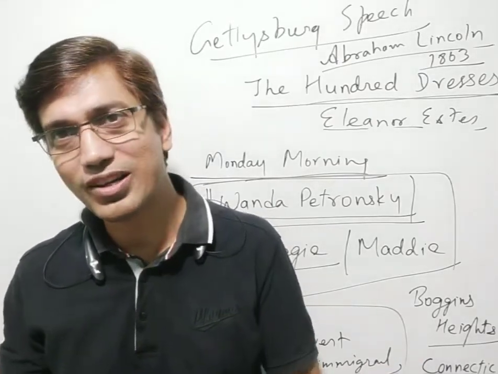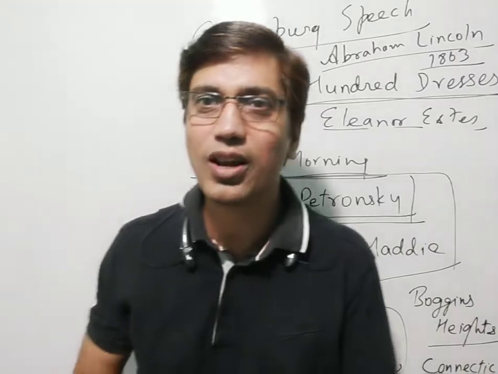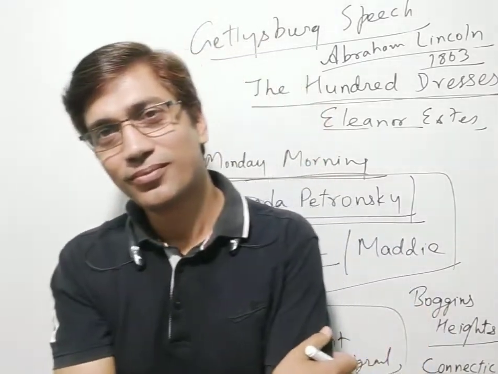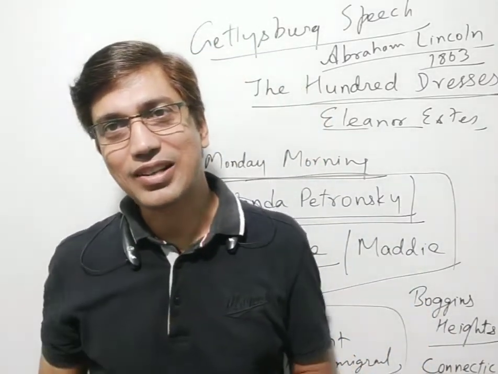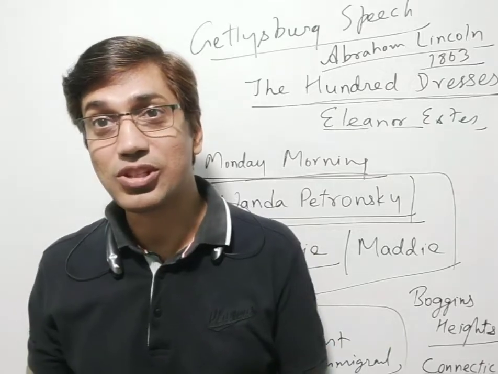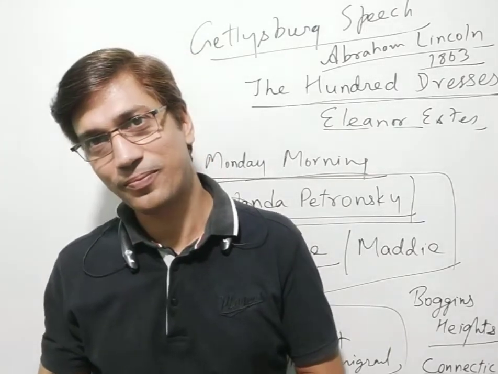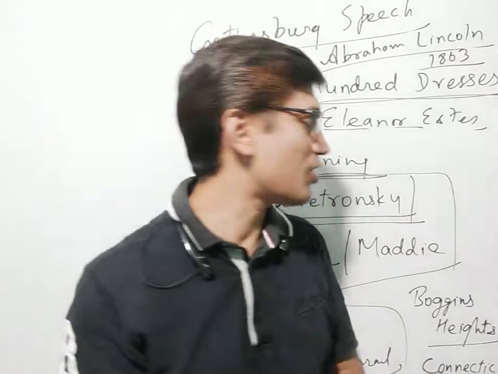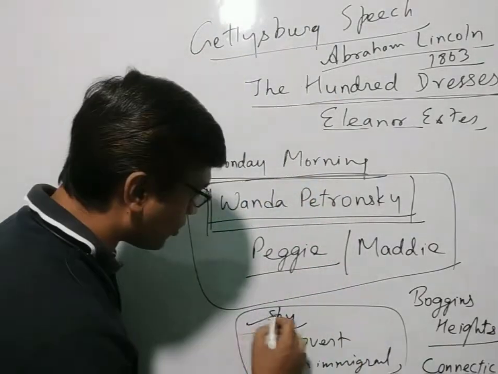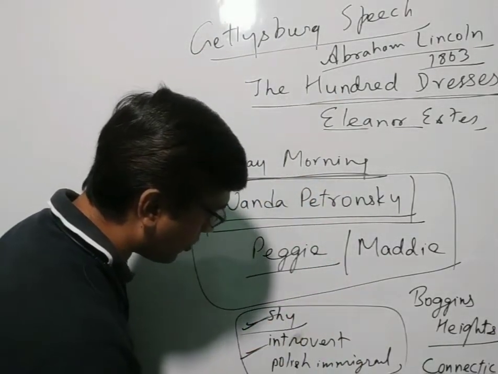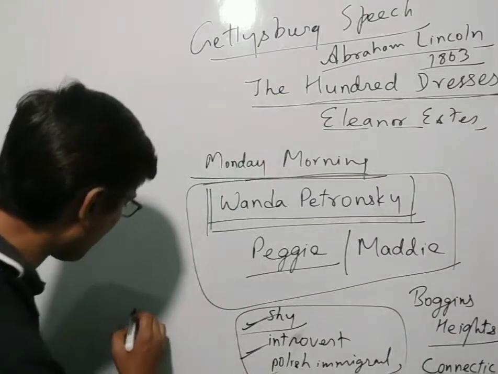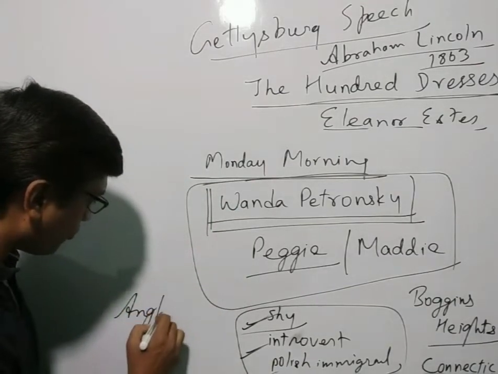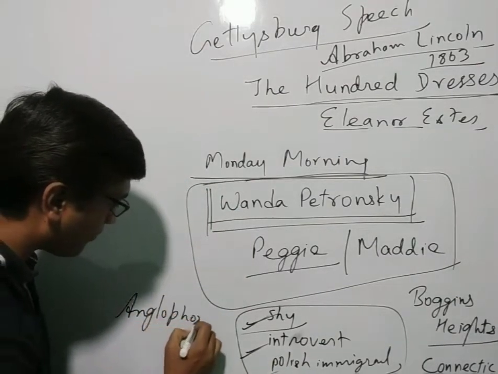And why did they get late? Because they had kept waiting for Wanda, who didn't come. So they entered the class and noticed that Wanda was missing and she was not coming. And why was she targeted? The three reasons I told you: she was shy, she was introvert, a Polish immigrant, and she didn't have that Anglophone name.